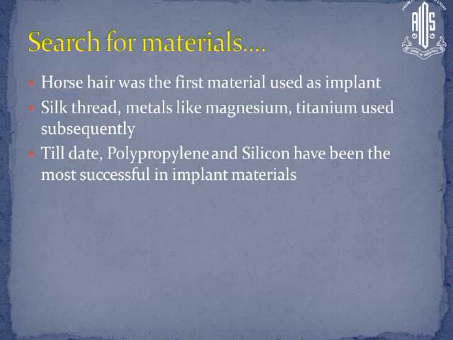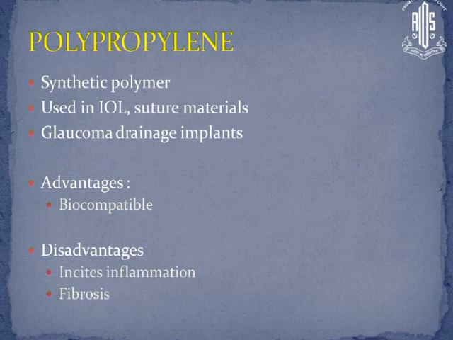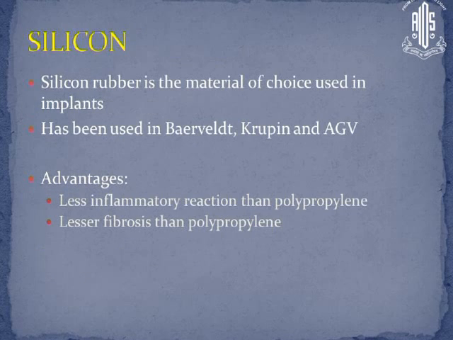As I mentioned in the earlier presentation, horsehair was the first implant to be used. Later on, silk thread, metals like magnesium, titanium were used subsequently. Until date, polypropylene and silicone have been the most successful implant materials. So polypropylene is a synthetic polymer which is used in intraocular lenses, suture materials and also in glaucoma drainage implants. It is biocompatible but it incites more fibrosis and inflammation.